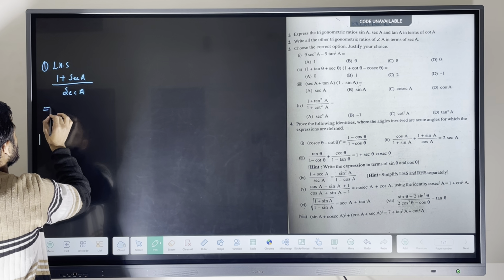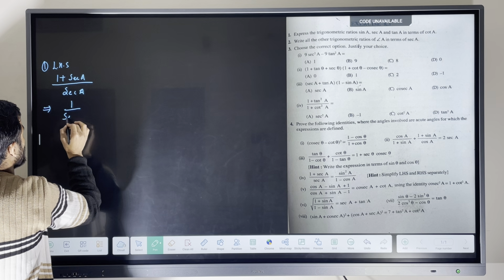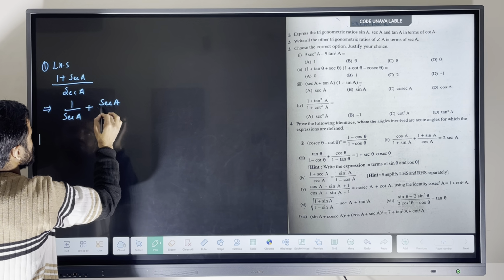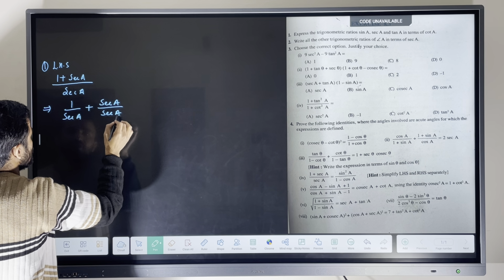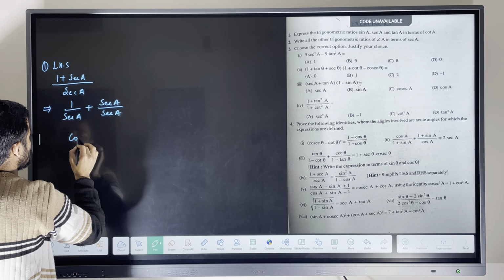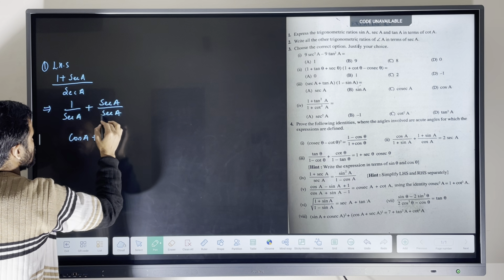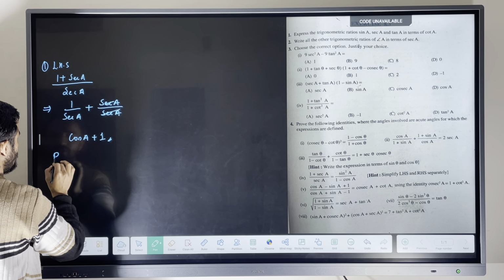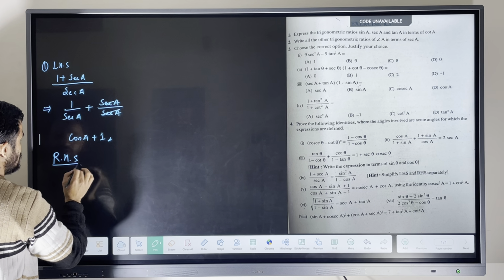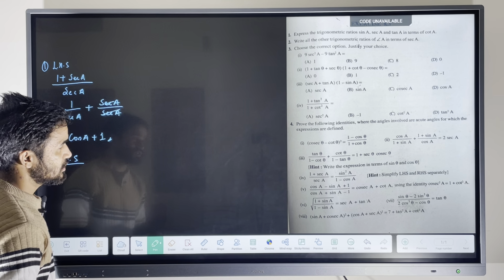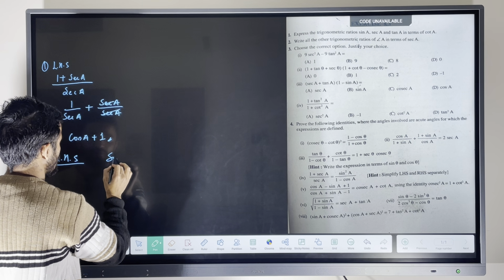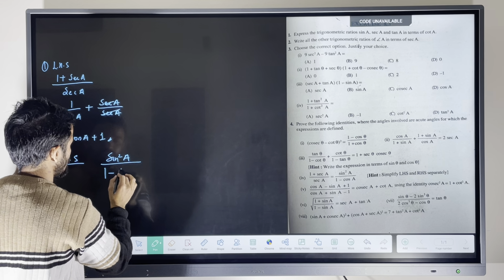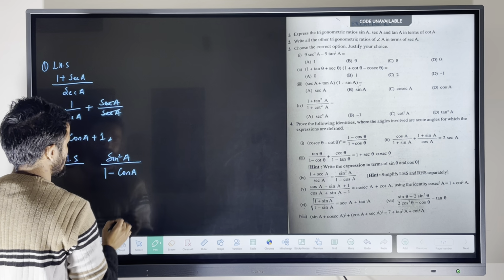Now try to solve it. It will be 1 upon sec a plus sec a upon sec a. So 1 upon sec a is cos a, plus this will cancel out each other. It is cos a plus 1. And if we take the right hand side, it is sin square a upon 1 minus cos a.